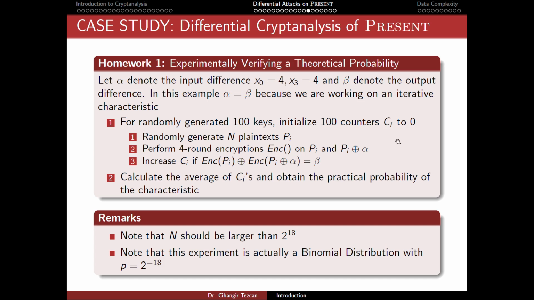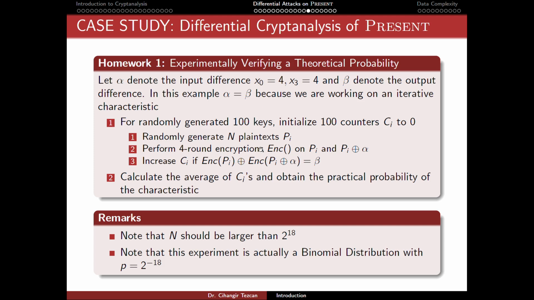So recall that we were trying to implement a simple code where we were giving an input difference alpha, which is written here, and after 4 rounds of encryption we were checking if the output pairs have the difference beta, and just by chance in our example alpha was equal to beta because this was a 4-round iterative differential characteristic.